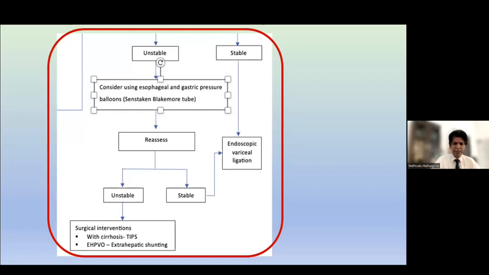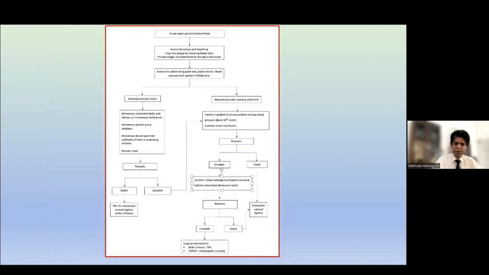If the patient is still bleeding and unstable, there's no option other than going for surgery, which Vatsala will explain. If there is cirrhosis, you go for TIPS, transjugular intrahepatic portosystemic shunting, where you shunt the portal vein to the hepatic vein, and in extrahepatic portal venous obstruction you do other shunts. There are various types of shunting which you can discuss later. And if the patient becomes stable, then you go for endoscopic variceal ligation. So this is the management plan for the child who is having an acute variceal bleed.